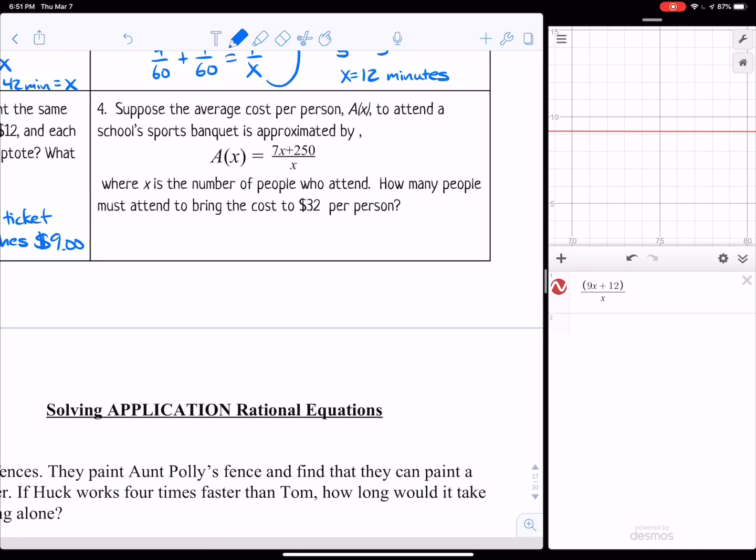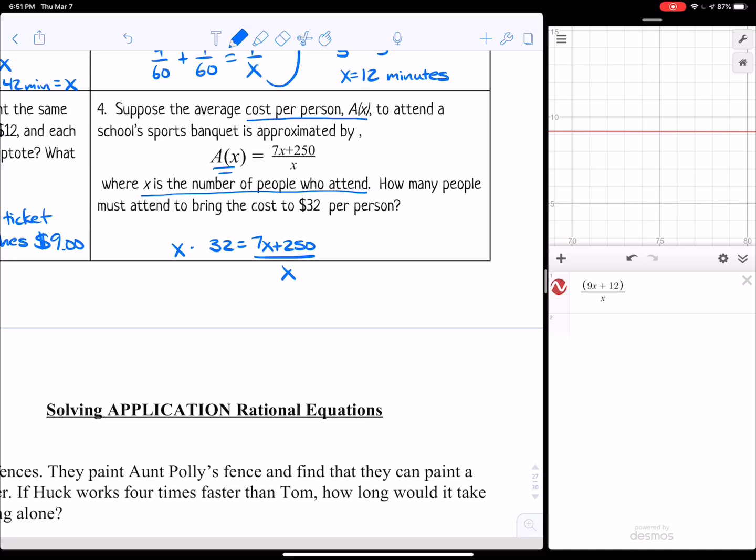Number 4 says, suppose the average cost per person, A of X, to attend a school's sports banquet is approximated by A of X equals 7X plus 250, all divided by X, where X is the number of people who attend. How many people must attend to bring the cost to $32 per person? So they've said the average cost per person, A of X. So that's where we're going to plug in the 32. So put 32 equals 7X plus 250, all divided by X. Then we just need to solve for X to figure out how many people need to attend, because X is the number of people who attend.